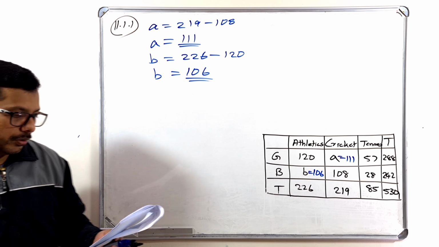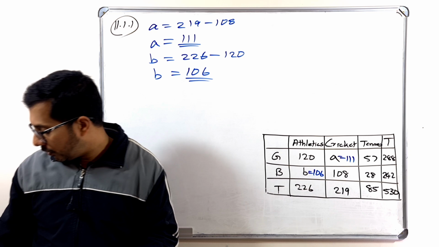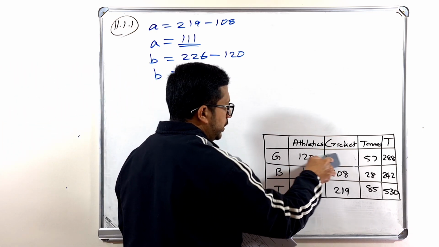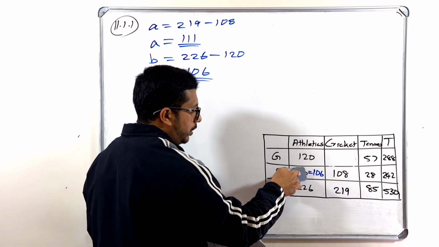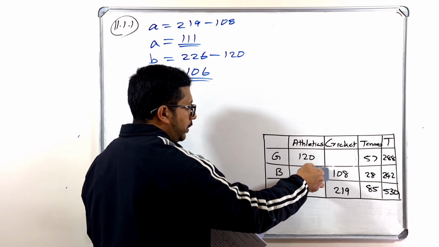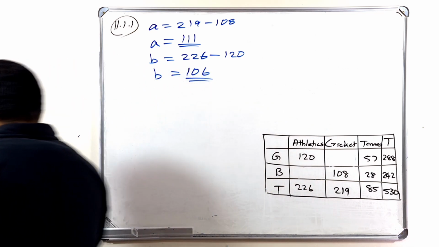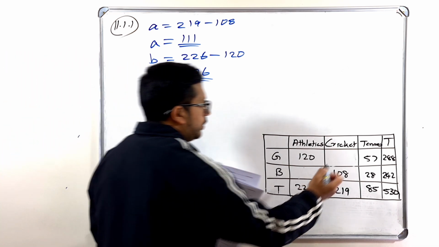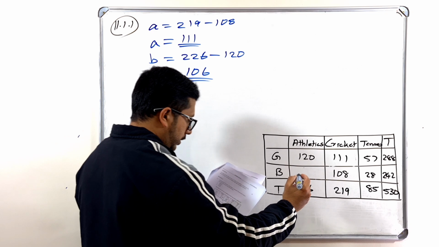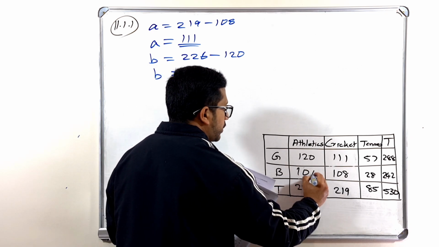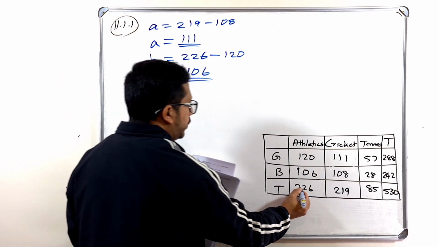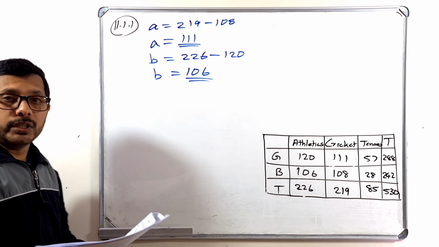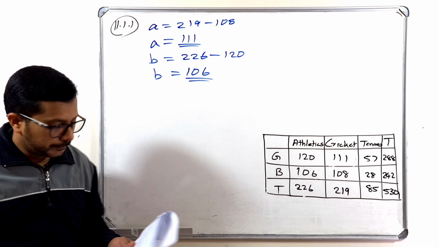Now let's go to question number 11.1.2. Before you go, this is 111. Let me write it. We already did that one. Let me write it with a black pen. A is 111, and the next one is 106. Now let's go to question number 11.1.2.